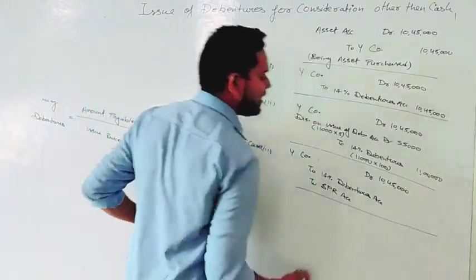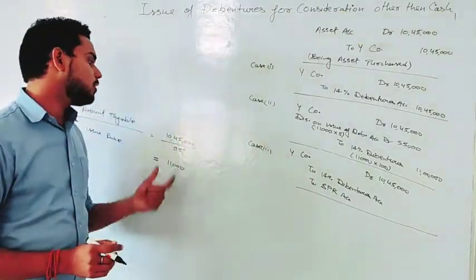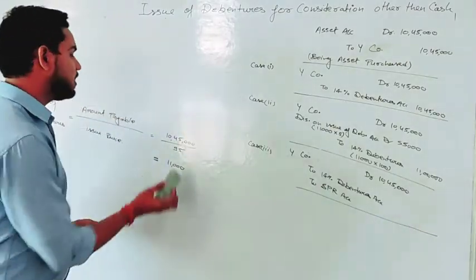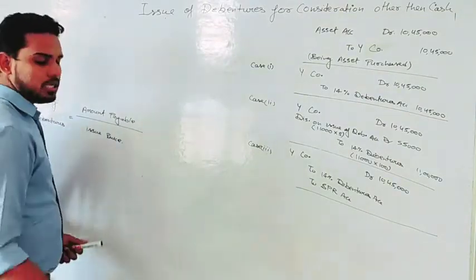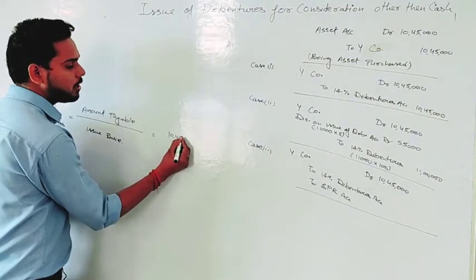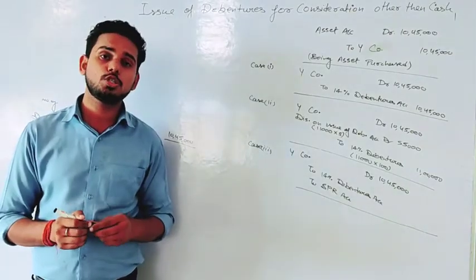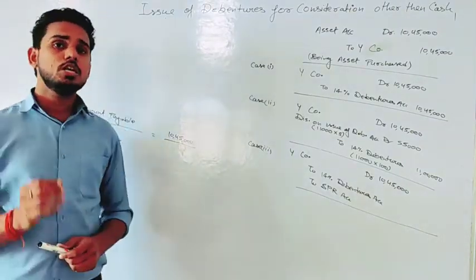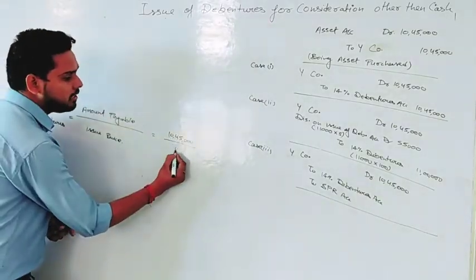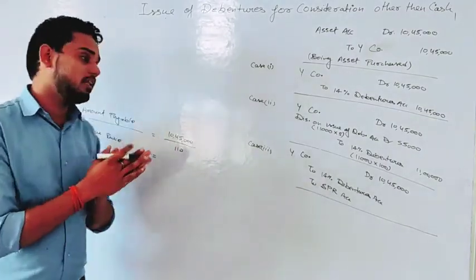Now we have to write the amount in debentures and in SPR, and for that we need to know the number of debentures. So how can we find it? The same procedure we need to follow. Amount payable, in this case, is 10,45,000 divided by issue price. And here we are issuing debentures of 100 at a premium of 10%. So 10% of 100 will be 10 rupees, and the issue price will be 100 plus 10, that is 110. Now we can divide 10,45,000 by 110 and we find the value of 9,500.